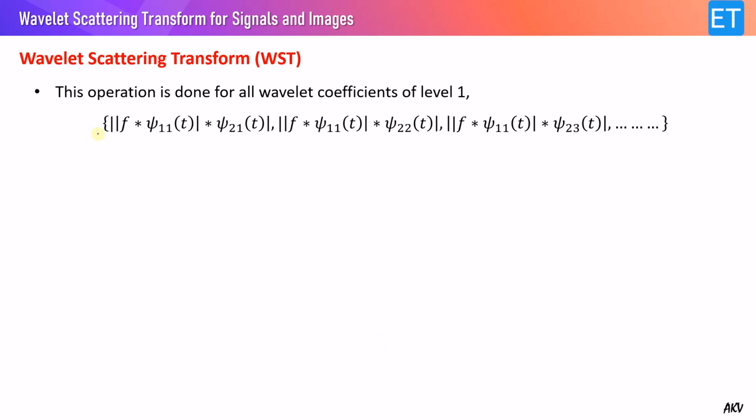So this is the operation for f convolution psi 1 1. F convolution psi 1 1. So all these coefficients are convolved with psi 2 1, psi 2 2 and psi 2 3.